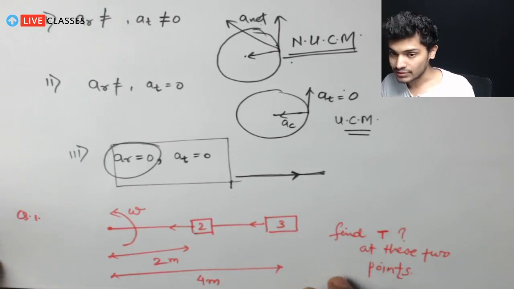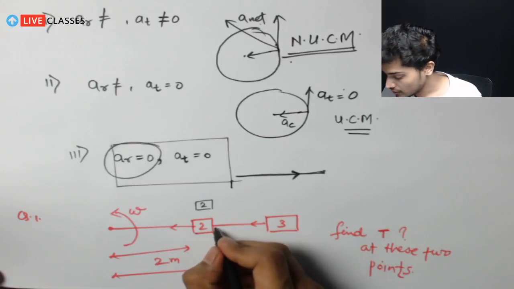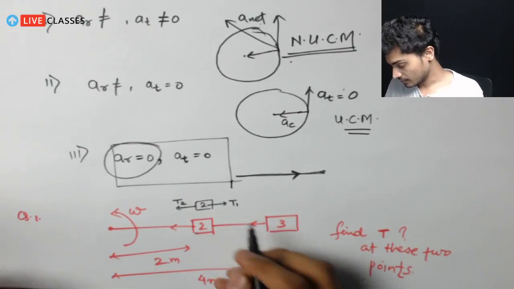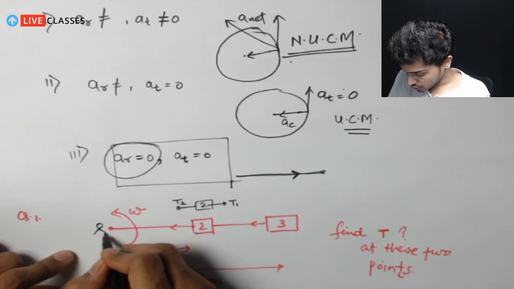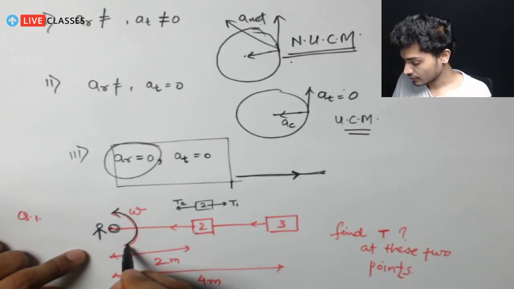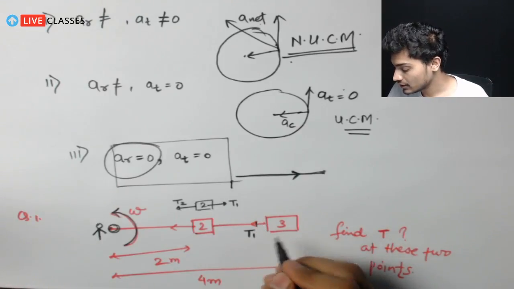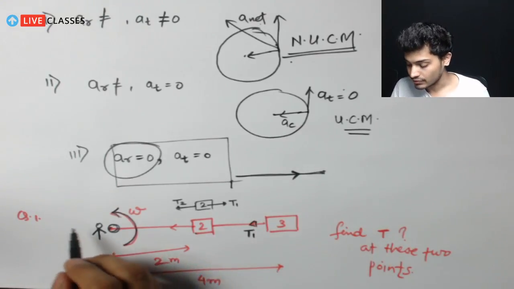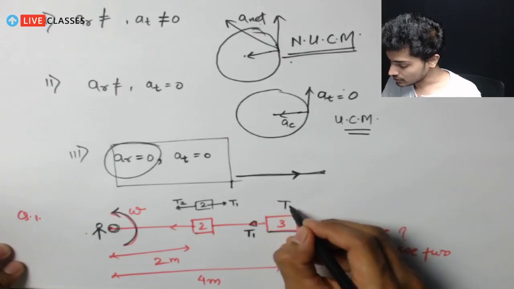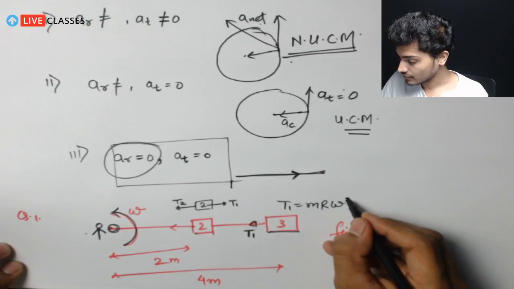First of all, let's draw the FBD of these. So what will be the FBD of the 2 kg block here? Suppose we are calling this T1, here T2, and suppose we are observing our motion from here in the rotating frame, and here it is T1. So the block will appear to be at rest if we observe the motion from this point. So here we can easily apply that T1 will be equal to m r omega square, right?